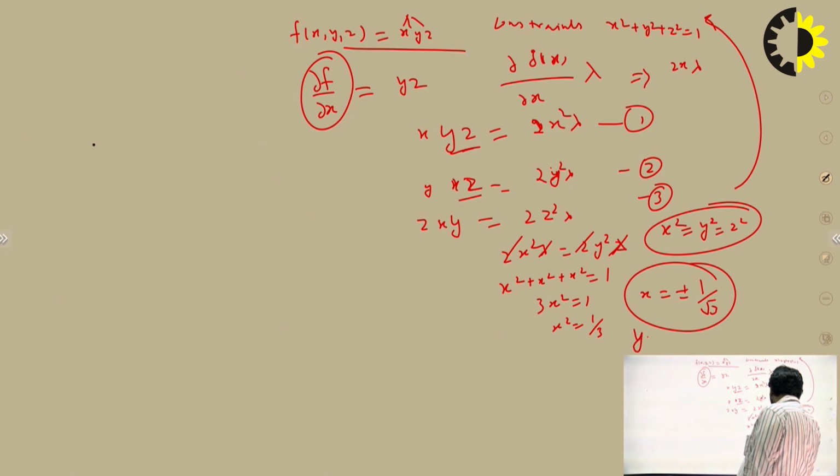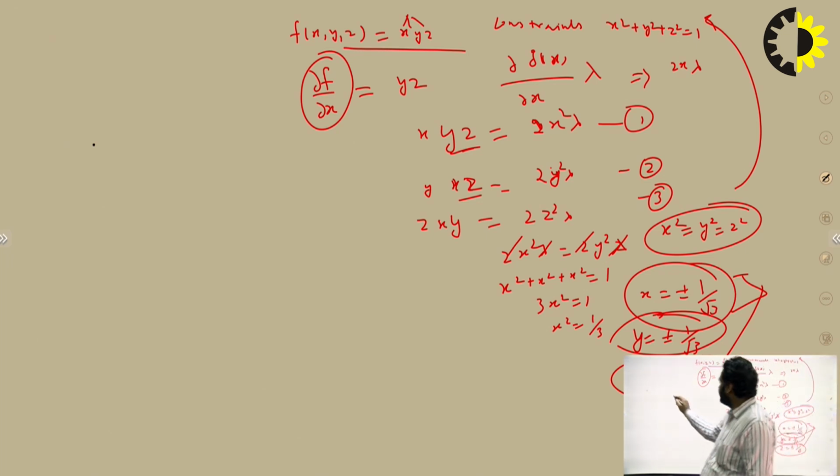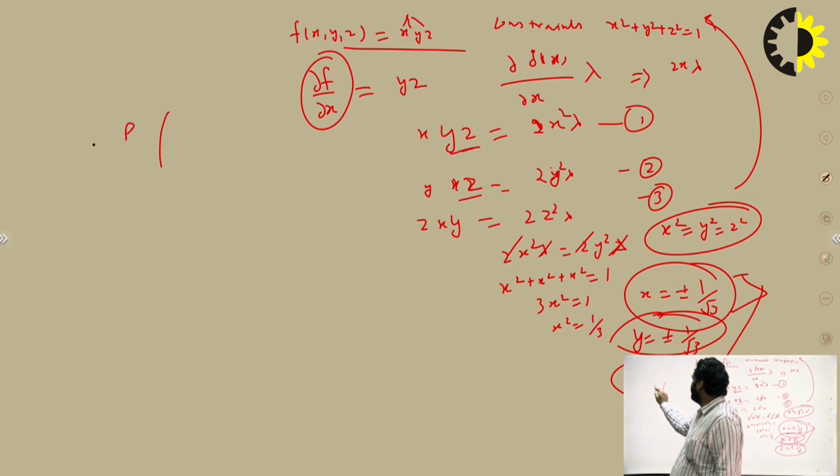In the same way, y equal to plus minus 1 upon root 3, and z equal to plus minus 1 upon root 3. So these are our 3 values through which we are able to find the minimum value. So we have 8 different points. So we can find point 1, point 2, point 3 up to point 8.